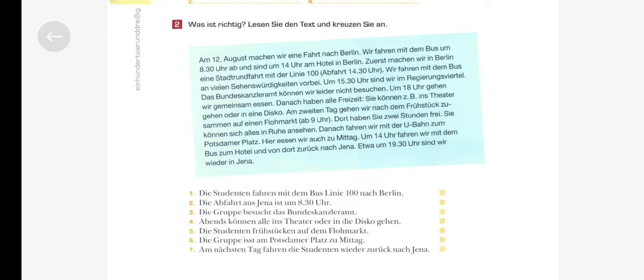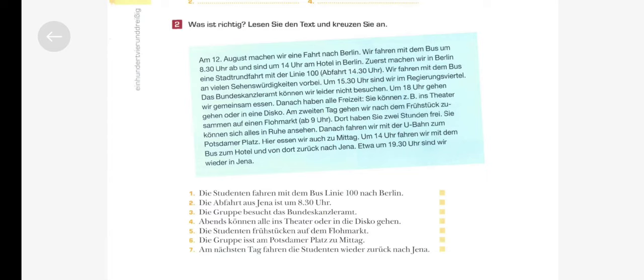Am 12. August machen wir eine Fahrt nach Berlin. So I am explaining this to you. On August 12th, we are making a trip to Berlin. Wir fahren mit dem Bus 8:30 ab und sind 14 Uhr am Hotel in Berlin. We leave by bus at 8:30 and we will be at the hotel in Berlin at 2 o'clock in the afternoon. Zuerst machen wir in Berlin eine Stadtfahrt mit der Linie 100 Abfahrt 3:30. First we do a city tour in Berlin with the line 100.